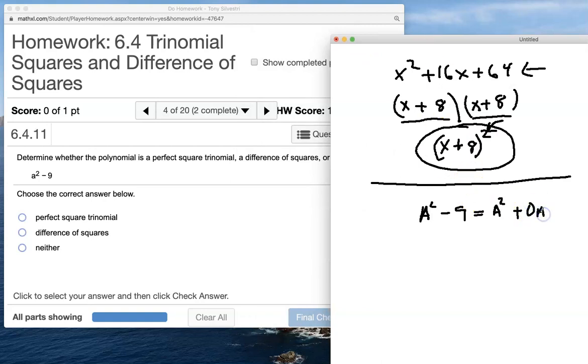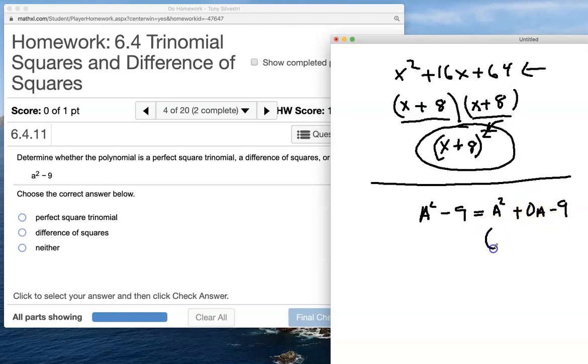0a. See, 0 times a is 0. So it's as if I snuck in a 0 term in the middle there. Minus 9. And I can factor that. 0 is just a number like anything else.